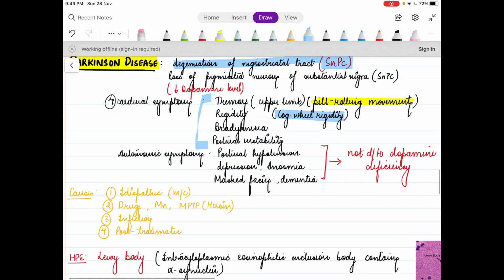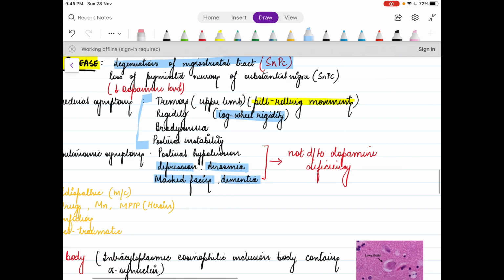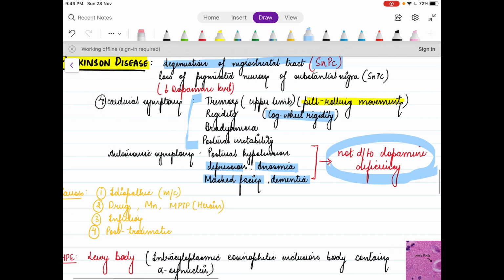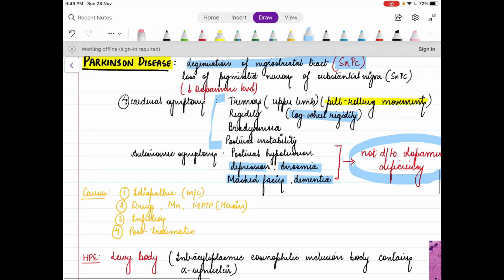The associated autonomic symptoms are postural hypotension, fecal disturbance, and urinary incontinence. Along with these autonomic symptoms, there are also other associated symptoms like depression, anosmia, masked faces, and dementia. These autonomic and extra symptoms are not due to dopamine deficiency but are associated with serotonin, acetylcholine, and other neurotransmitter deficiencies. Though we are not able to pinpoint why these symptoms appear, they are very commonly associated with Parkinson disease.